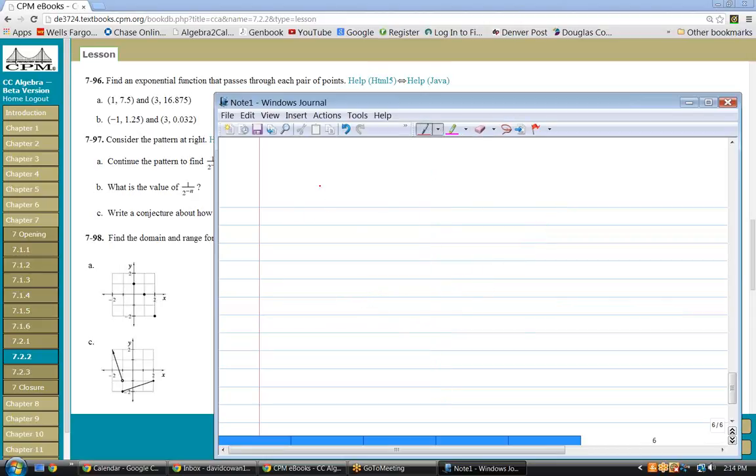What's the general equation for an exponential function? It's like a b to the x. Very good. So let's put one of those points in. This one right here. Let's do A. In fact, let's do A part 1. So if you plug this point into the equation, what do you get?